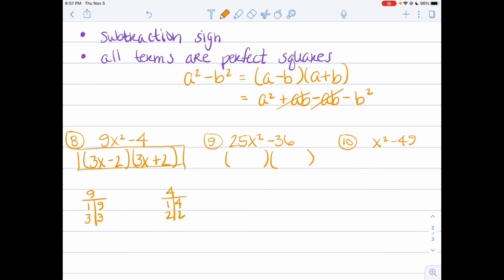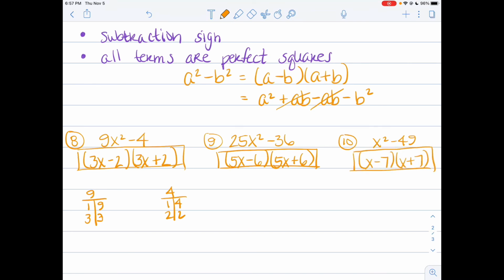So 25x squared becomes 5x times 5x, and a minus 36 is a minus 6 and a plus 6. Really easy to write these. Try this last one on your own and then double check it with me when you come back.